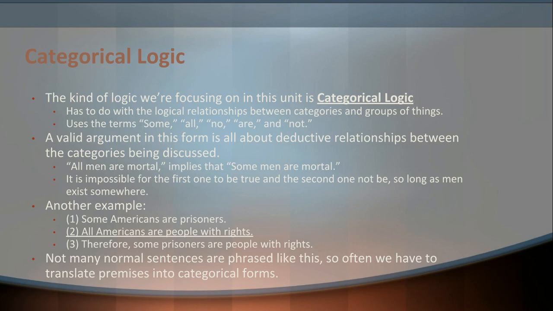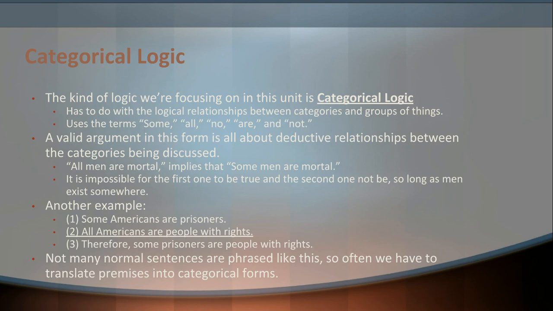So, if we're looking at different ways we can satisfy that G condition, if we're looking at different ways that the premises can ground the acceptance of that conclusion, one of the different systems used to establish a good link between premises and conclusion is the system of logic called categorical logic. And this is the sort of thing that we're going to be focusing on for this unit, so this lecture and the next. Now, categorical logic has to do with logical relationships between categories and groups of things.